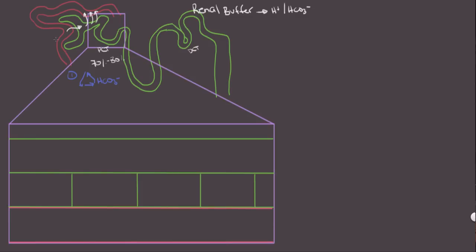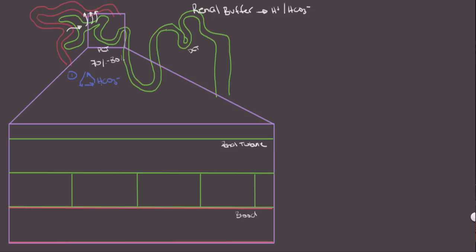So the first thing we're going to be looking at, like I said, is the proximal convoluted tubule and how it is going to deal with hydrogen ions and bicarbonate ions as they pass through the renal tubule. To give this a bit of a breakdown, this green area here is the renal tubule. This is where we're going to produce urine. These are the cells of our renal tubules, and then this is our blood.